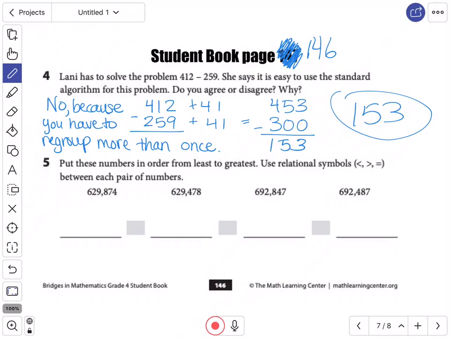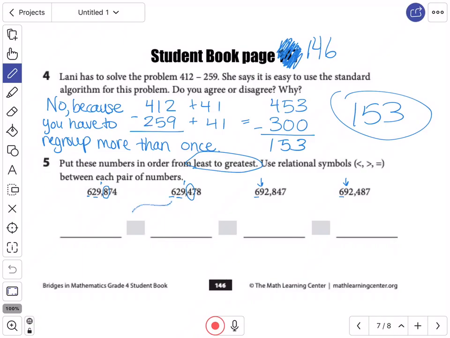And then for number 5, it says, put these numbers in order from least to greatest. Use relational symbols greater than, less than, or equal to. As I'm looking at these numbers here, notice that they all start with a 6. Okay, moving on. This one has a 2, this one has a 2, this has a 9, and this has a 9. So if I'm going from least to greatest, it's definitely going to be either this guy or this guy.